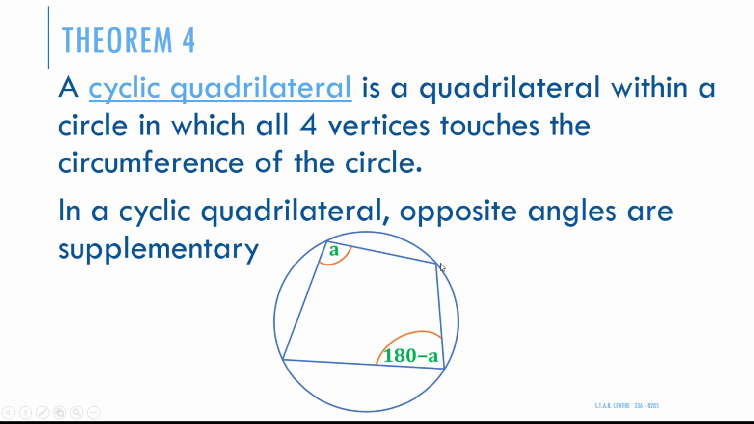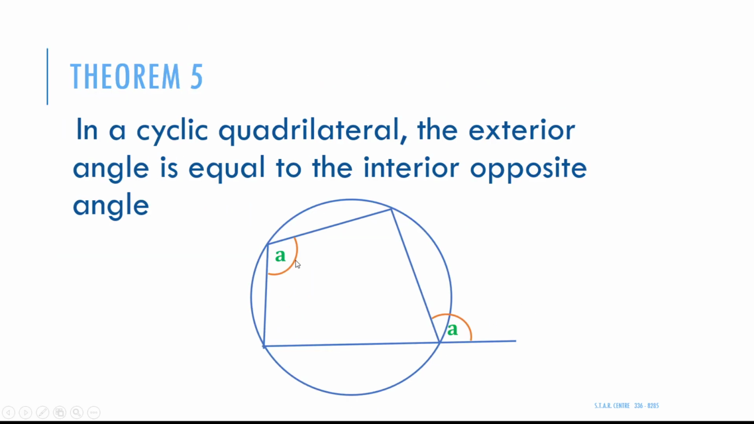And in a cyclic quadrilateral, opposite angles are supplementary. Supplementary means that they add up to 180. So if this angle here is 100 degrees, then this angle is 180 minus 100, which is 80 degrees. That's how we calculate it. And this rule for the theorems of cyclic quadrilaterals applies to quadrilaterals, again, where the 4 vertices touch the circumference of the circle.